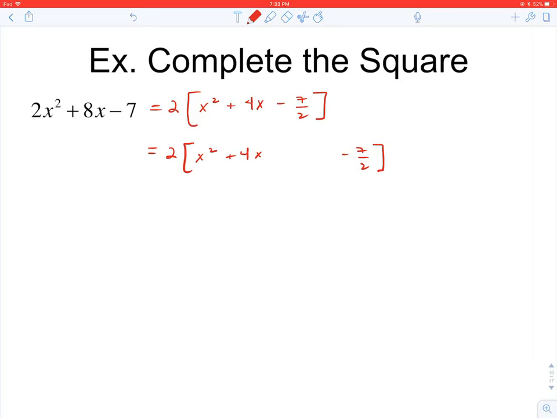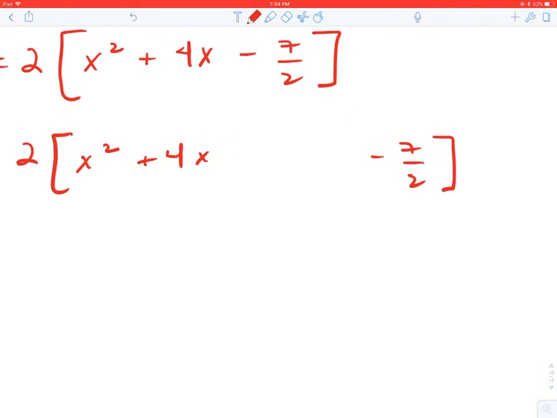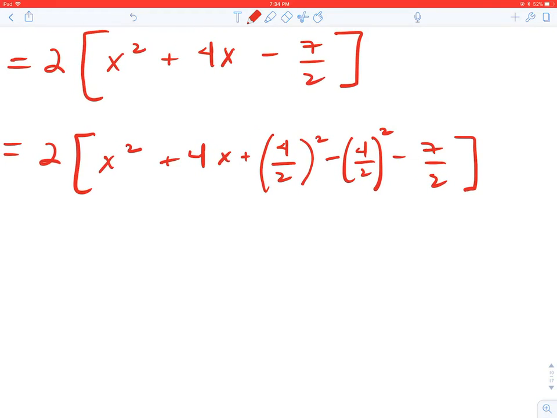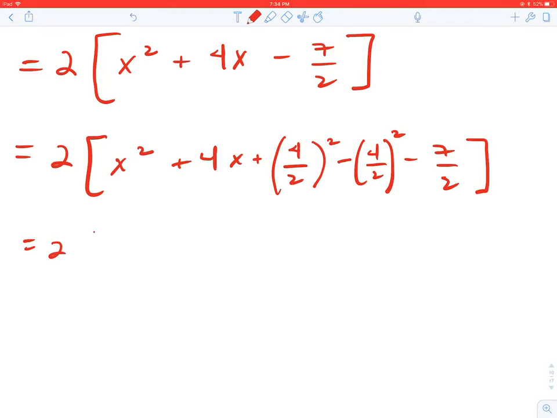And I'm going to put a space between the second term and the constant because I'm going to need to add and subtract the same value. So remember, we look to the coefficient of the second term, and we're going to add that coefficient divided by 2, squared, and also subtract it. Let's rewrite this so we can see it better. So plus 4x, 4 divided by 2 is 2, 2 squared is 4. So we're going to add and subtract 4.